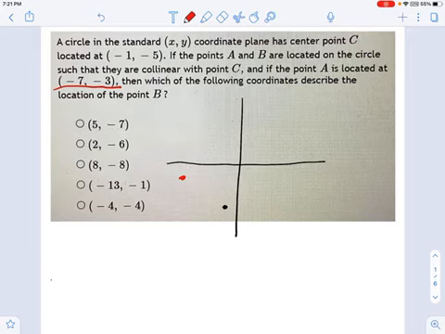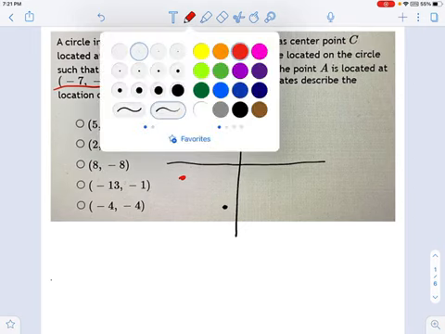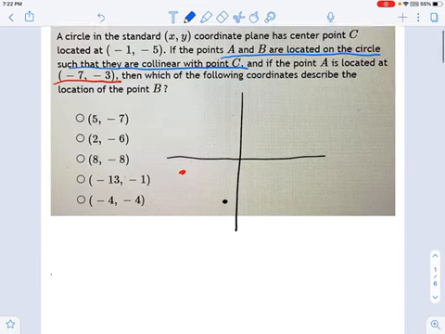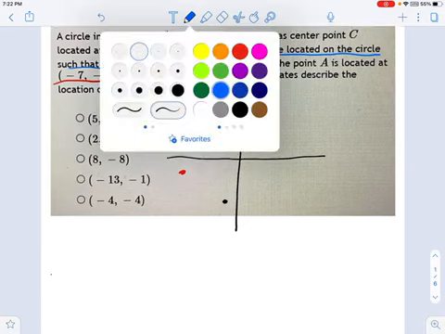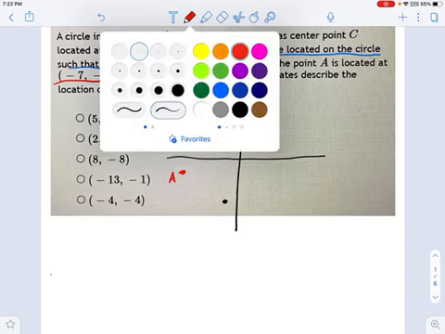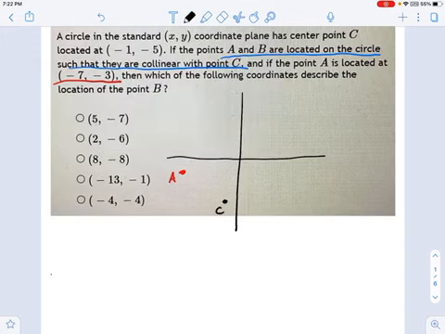So we have to use some of the information talked about in that last sentence, which is A and B are located on the circle such that they are collinear with point C. Well, what does collinear mean? That means they're on a straight line. So if I draw a line between A and B, and let's get some labels on here, actually, so I can stop messing this up. There's A, and there's C, and I know point B is on this line that's formed between the two of those. Oops, okay, my line's messy.